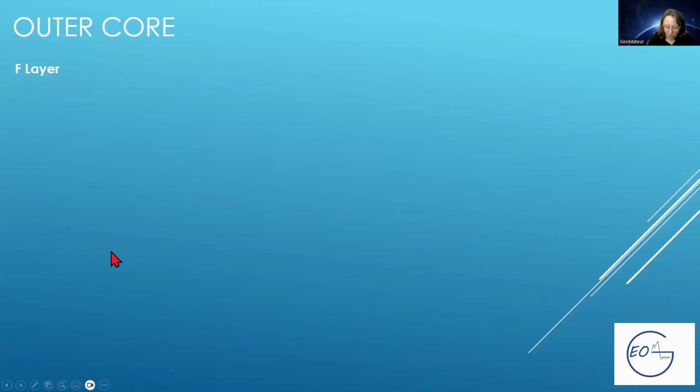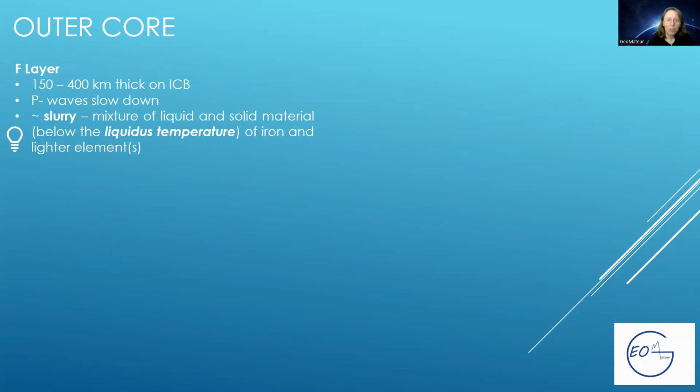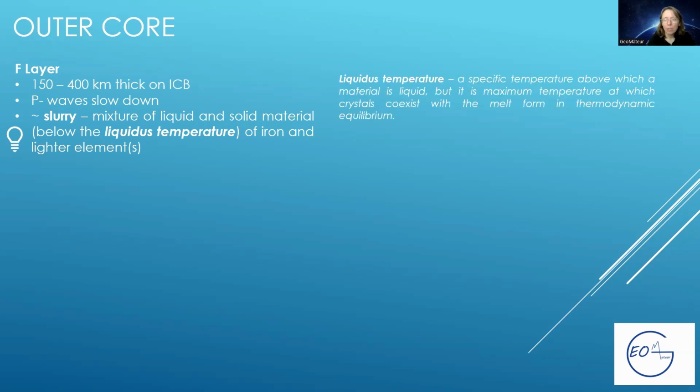The next distinguished layer in the outer core lies on the inner core boundary. It's around 150 to 400 kilometers thick, a layer characterized by slowing down P waves. It's a slurry layer. Recent studies suggest that there is a slurry mixture of liquid and solid material below the liquidus temperature of iron and lighter elements. Liquidus temperature is a specific temperature above which a material is liquid, but it's the maximum temperature at which crystals coexist with the melt in thermodynamic equilibrium.